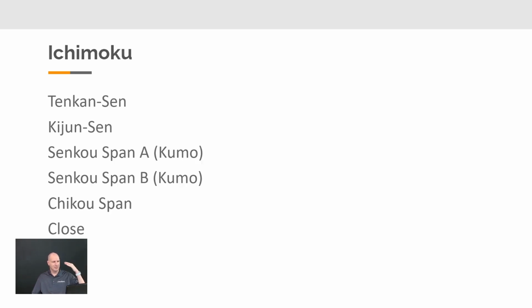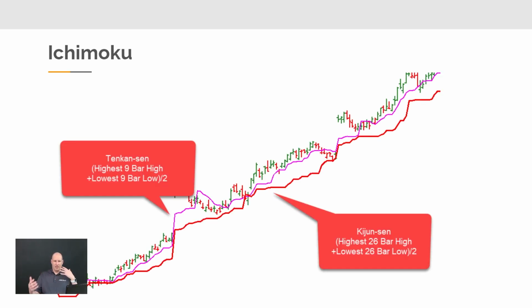You've got the Tenkan Sen, the Kijun Sen, the Senkou Span, also known as the Kumo cloud, and then the Span B, the Chikou Span, and the close. Now, as you look at all these different indicators, there's a lot of different interpretation that you can go with them, but it's very basic as well, okay? So this shows you some of the formulas.